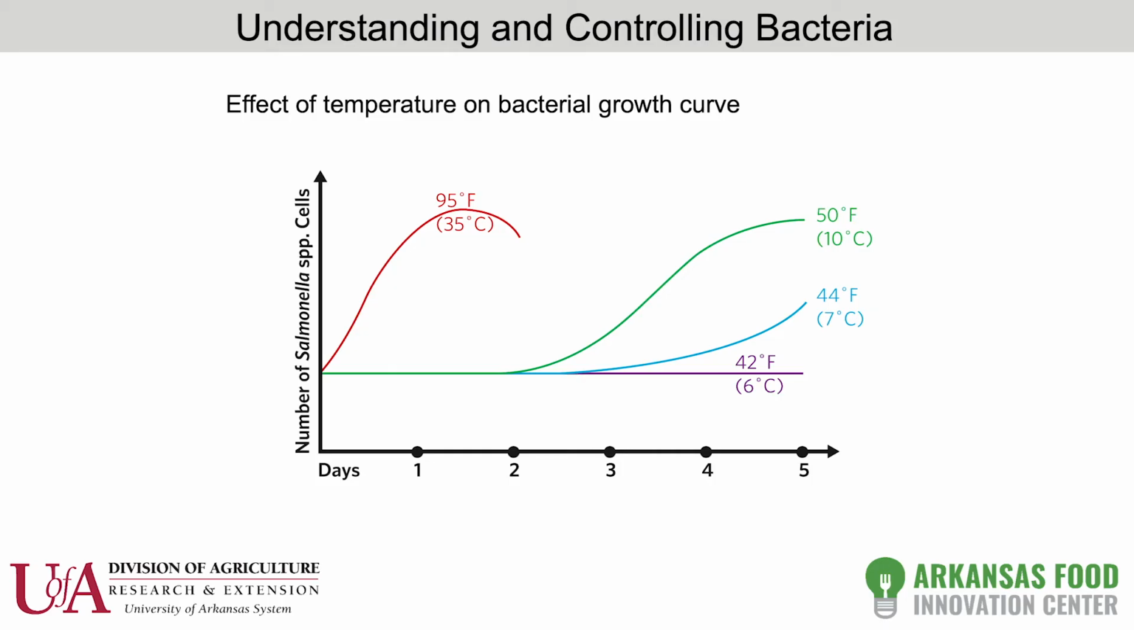Salmonella species grow more quickly at warmer temperatures, 95 to 99 degrees Fahrenheit or 35 to 37 degrees Celsius, than at colder ones, 44 to 50 degrees Fahrenheit or 7 to 10 degrees Celsius. At even colder temperatures, 42 degrees Fahrenheit or 6 degrees Celsius and lower, it does not grow at all, although it does not die either, prolonging the lag phase. This is why refrigerating food correctly helps to keep it safe.